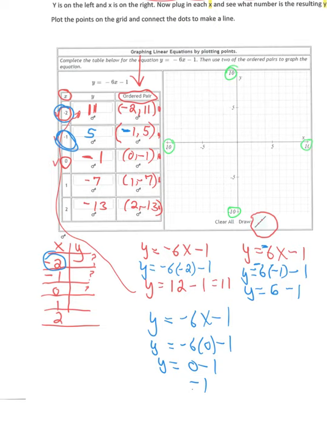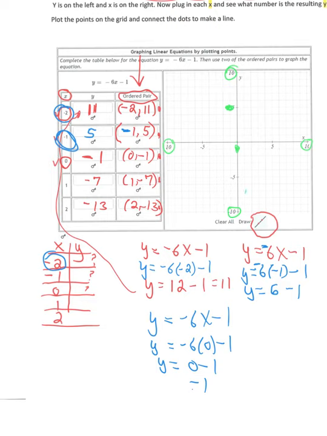Negative 1, 11. Negative 1, 5. It's up there. Let me make it look a little prettier. Get rid of that messiness there. Okay. And the next one is 0, negative 1. And the next one is 1, negative 7.